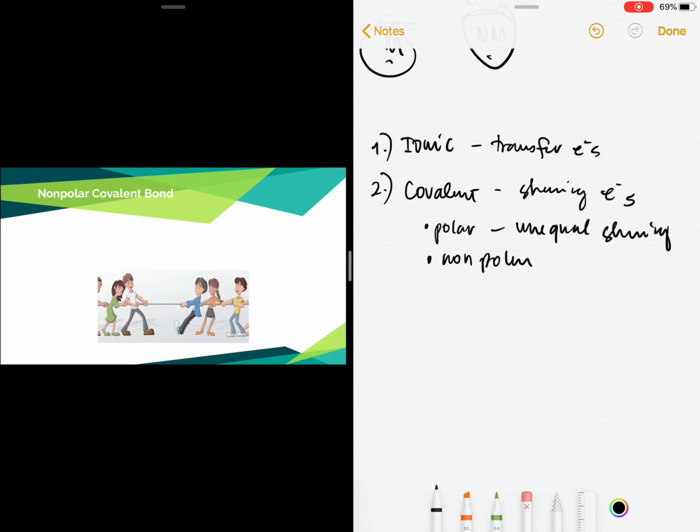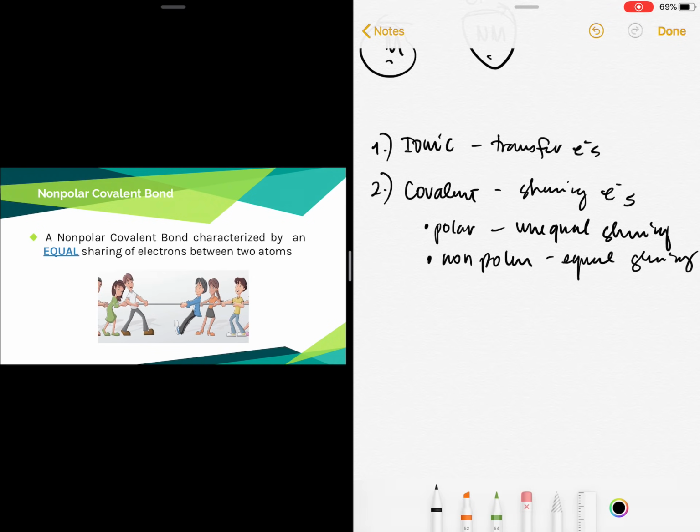Later, we'll discuss what it means to have a partial negative and partial positive sign. Now we go to nonpolar covalent. Kapag nonpolar covalent bond, there is equal sharing of electrons between two atoms.